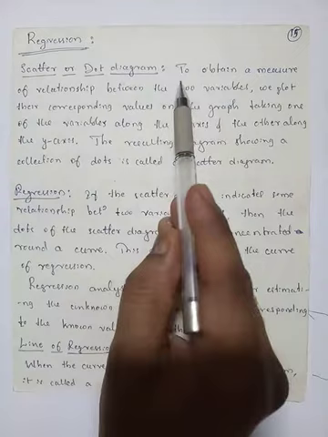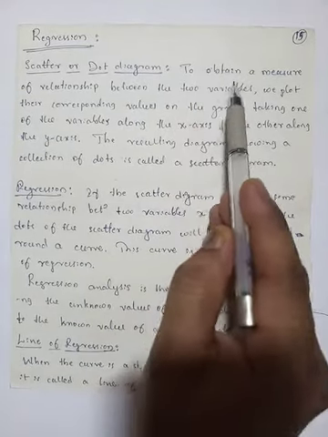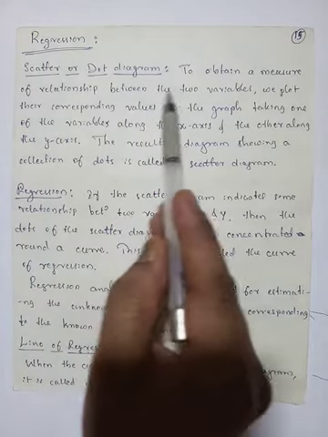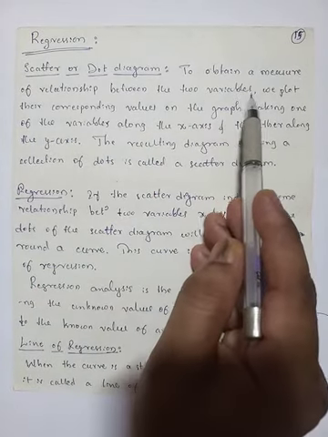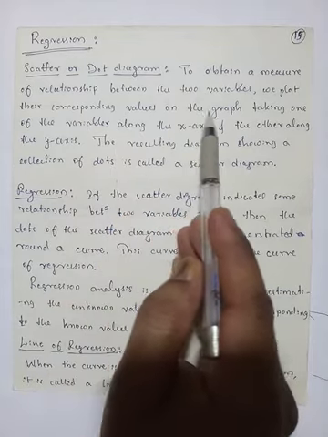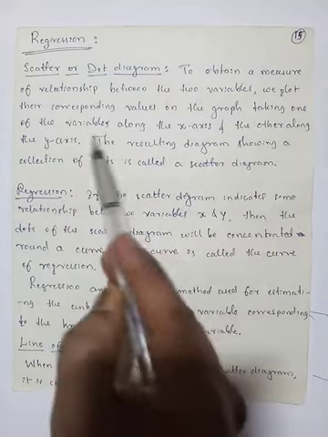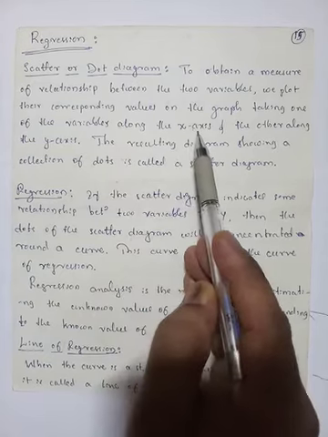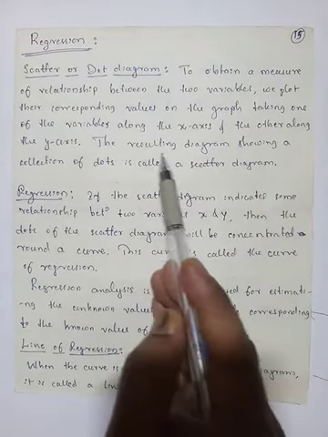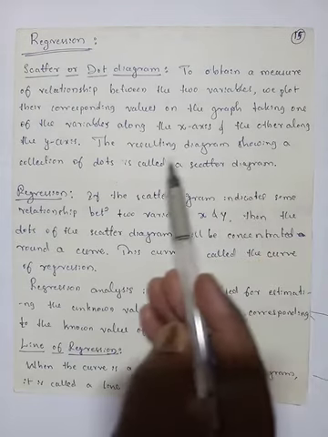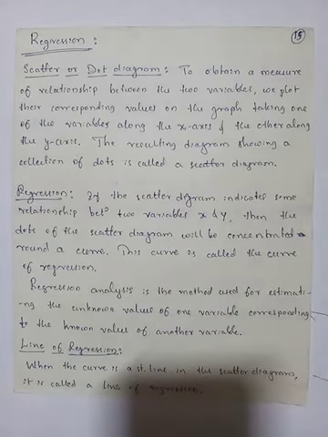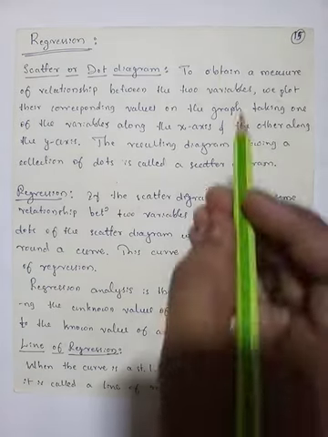Then what is a scatter diagram? To obtain a measure of relationship between the two variables, we plot their corresponding values on the graph, taking one of the variables along the x-axis and the other along the y-axis. The resulting diagram showing a collection of dots is called a scatter diagram. So already you know that.